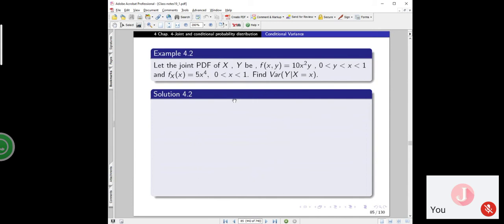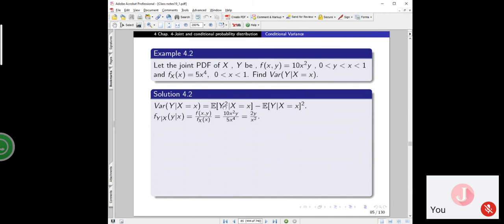Because they didn't give the value for x, the answer will be in terms of x, just like your conditional expectation. So the first step, because you want variance y given x, you need to find conditional density of y given x. So fy given x is fxy divided by fx. Okay. So we use this formula. So first step to find fy given x, which is fxy divided by fx, which is 10x square y divided by 5x to the power of 4. So this one answers very simple, 2y over x square. By right, you must give the range for both, which I didn't here.